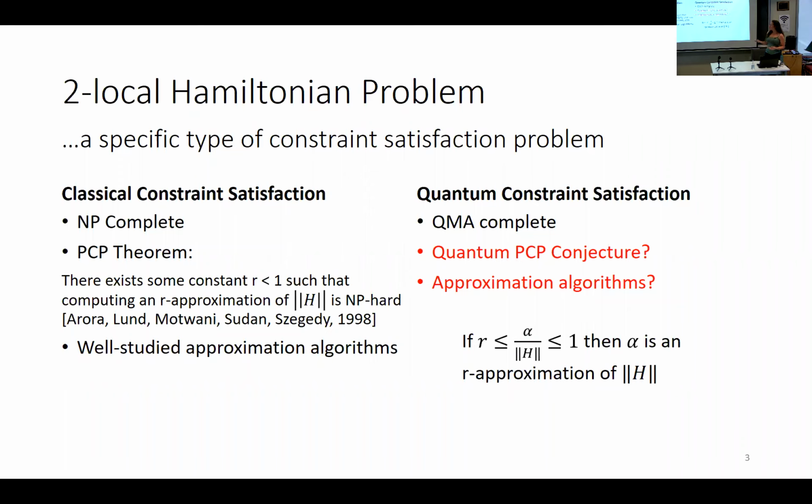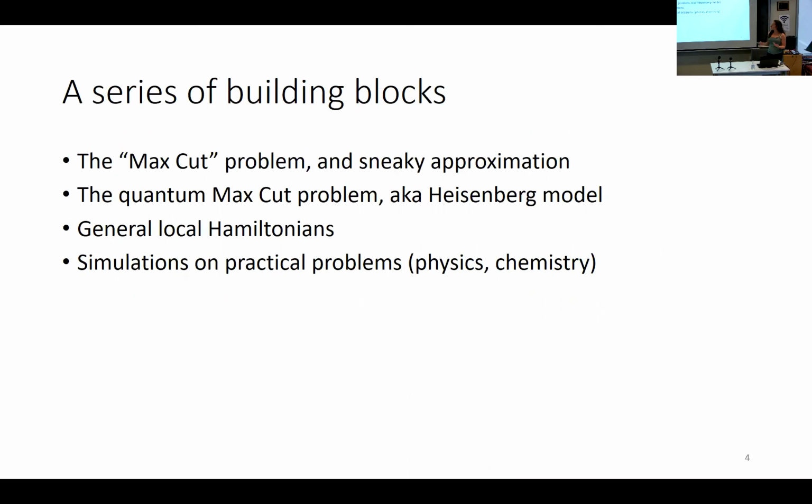In quantum land, we know that it's QMA complete, so that's the analog of NP complete. We don't have a quantum PCP theorem, it's a conjecture. So we don't know if it's hard to approximate them, and we're still looking for good approximation algorithms. So in this talk, I'm going to talk about a series of building blocks from my paper. First I'm going to talk about the classical max cut question.